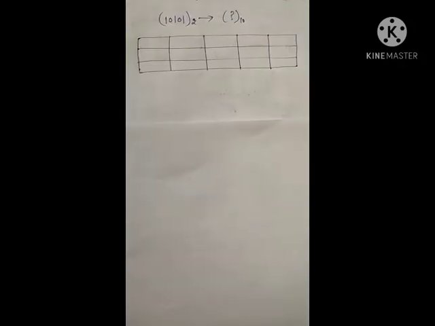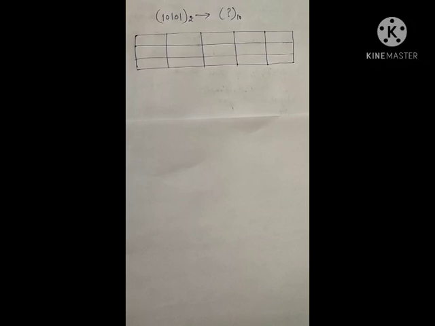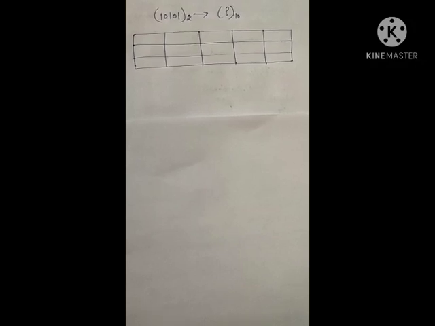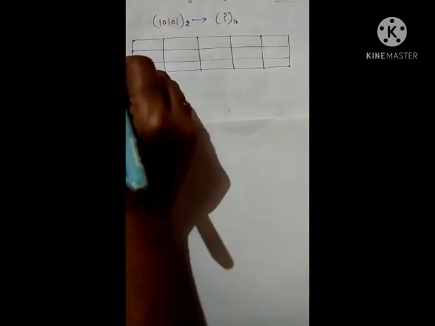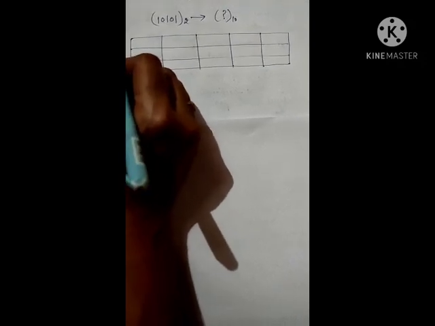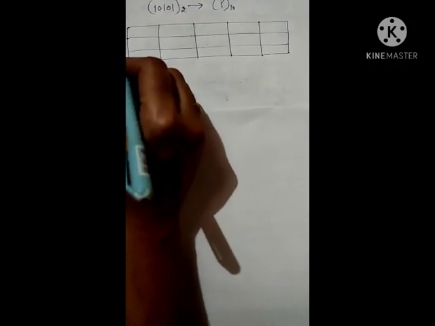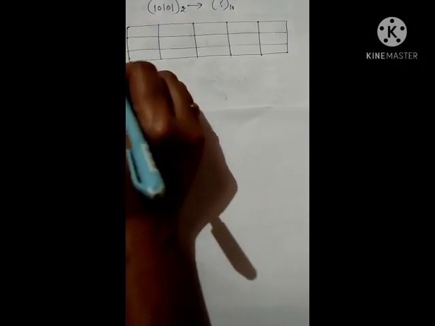Now we are going to convert the binary number into decimal. To convert the binary number into a decimal number, we draw a table that contains rows and columns. The first row is for the binary number that we want to convert. The second row is for power. And the third row is for value.